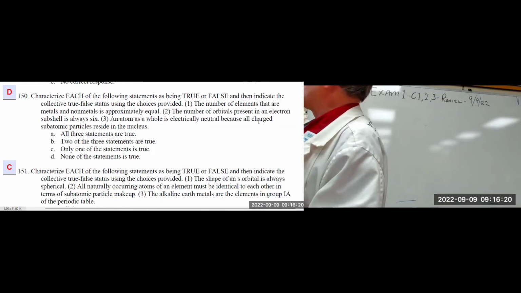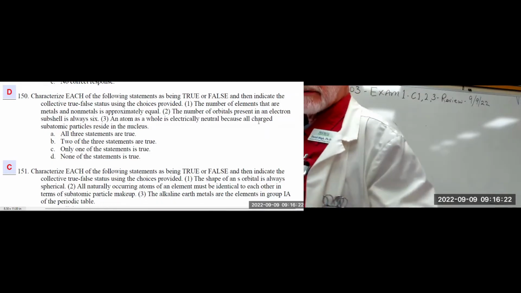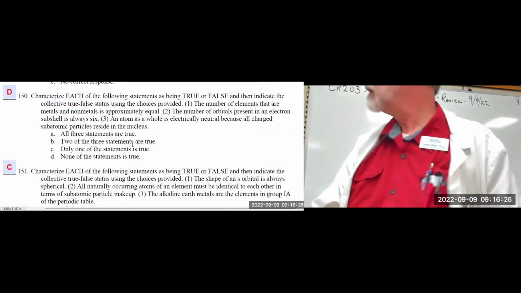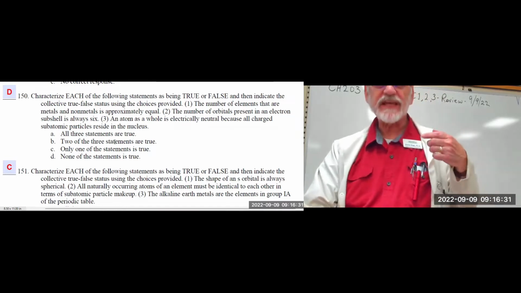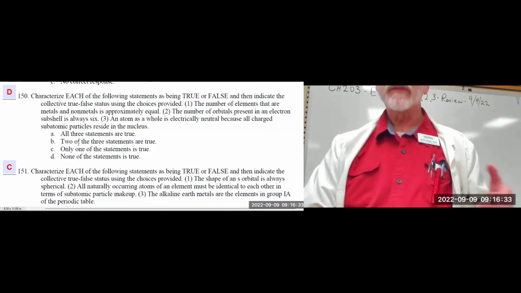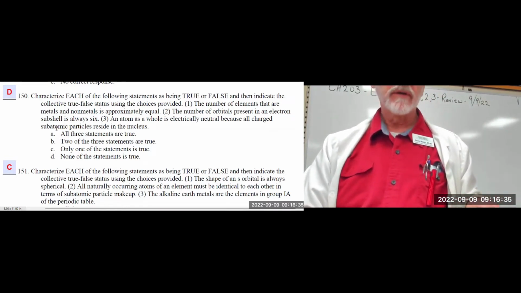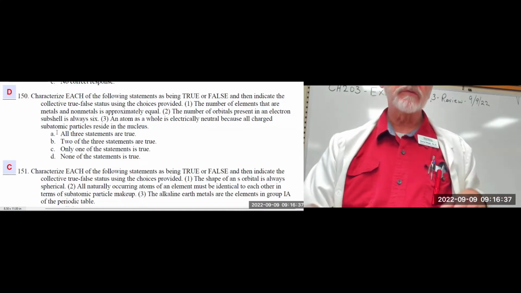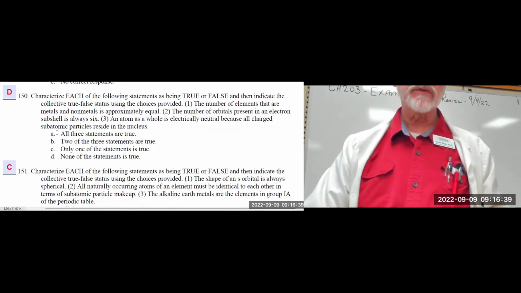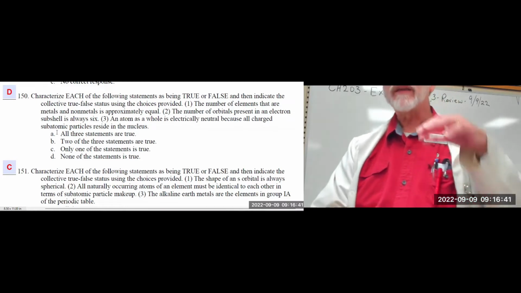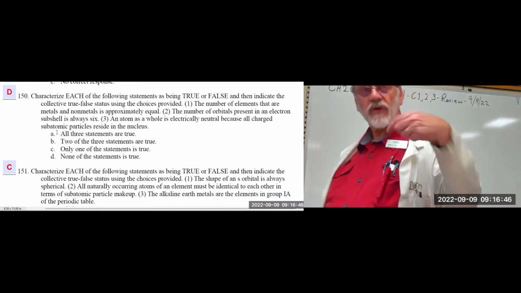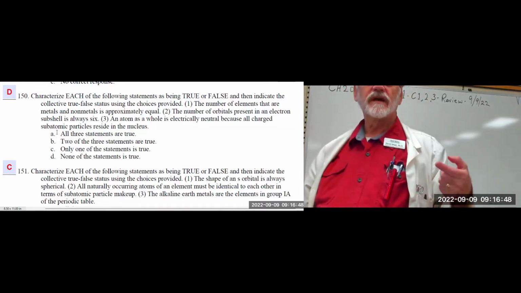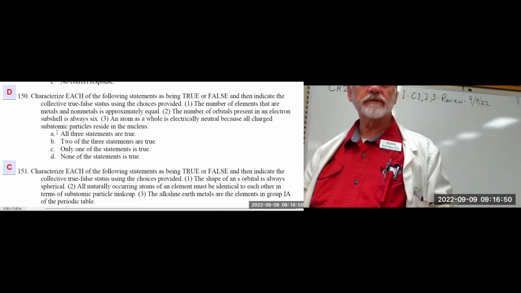So each one of this type of problem has statements, answers that are in the same format for every one. All 3 are true, 2 of the 3 are true, only 1 statement is true, and none are true. That type of arrangement. And you have to look at each one of the statements in the problem text and decide how many of them are true.